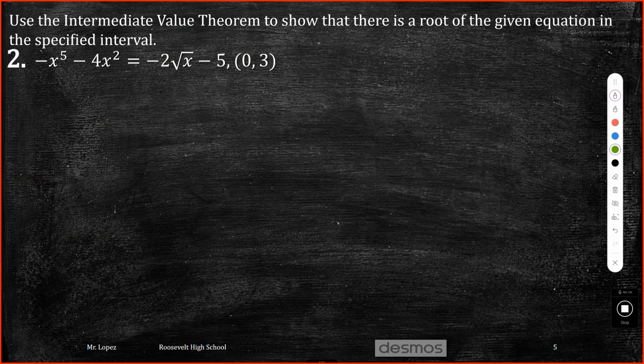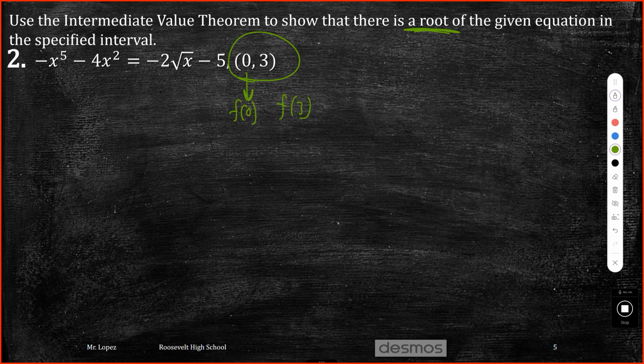Okay, use the intermediate value theorem to show that there is a root of the given equation in the specified interval. Problem 2. So, is there a root? And when it says root, again, it does have a 0. So on this interval, the way I'm going to do this is move everything to one side, either the left or the right, and just evaluate f of 0 and evaluate f of 3.